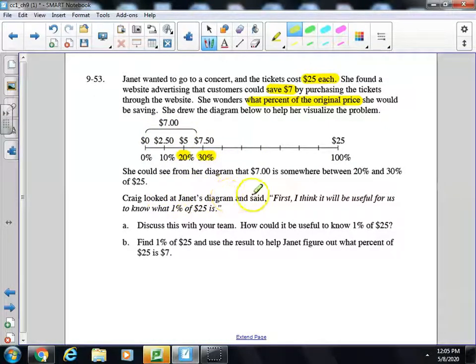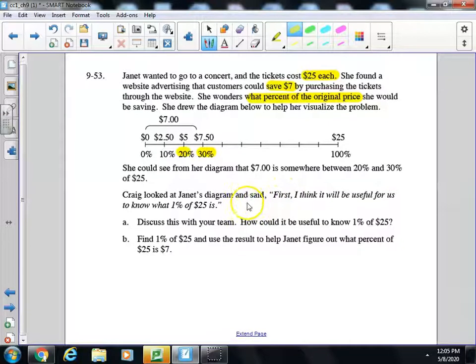Craig looked at Janet's diagram and said, first, I think it will be useful for us to know what 1% of $25 is. That sounds like finding the unit rate. Discuss this with your team. How could it be useful to know 1% of $25? And then B, find out what 1% of $25 is to figure out what percentage of $25 is $7. Make sure you write down how it's useful to know what 1% of $25 is, because remember, Janet had a good estimation that it is somewhere between 20 and 30%. Why would having 1% be useful to you?